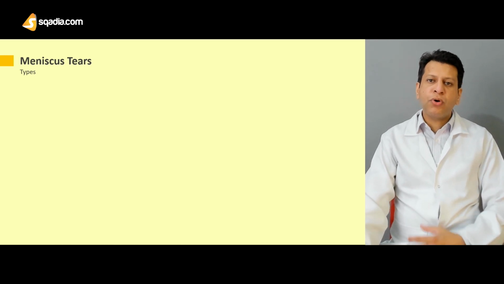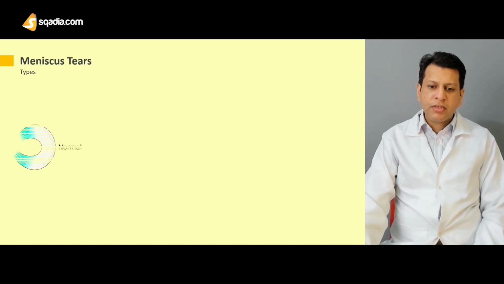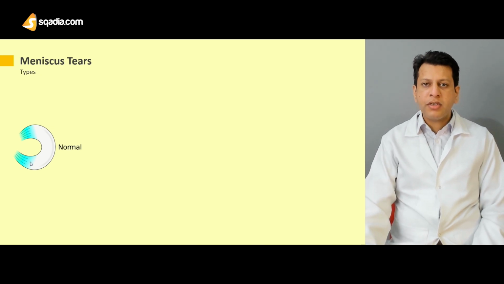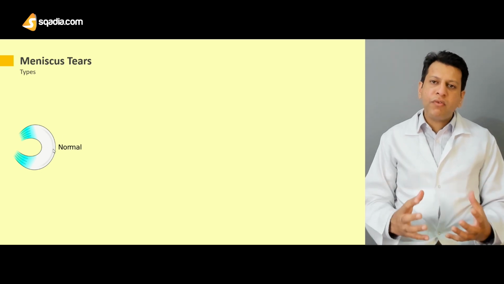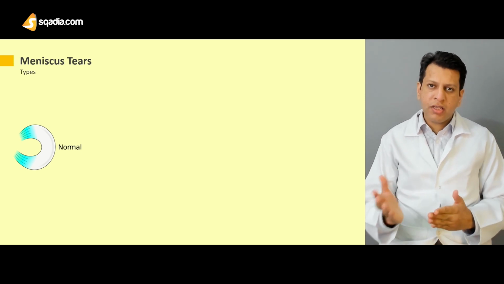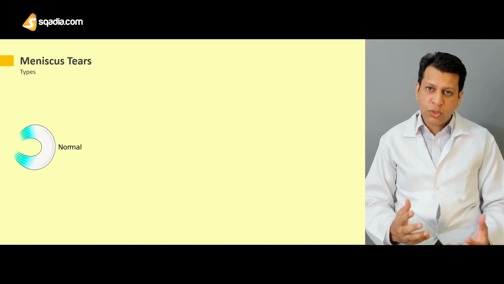Now, what types of meniscus tears happen? There are broadly two ways of classifying them. As you know, the blood supply of the meniscus is such that it can be divided into three zones. That is, the outer 1/3 is the red zone, the middle 1/3 is the red-white zone, and the inner 1/3 is the white zone. So one way of classifying meniscus tears is depending upon the zone of involvement. We can classify them as red zone tears, red-white zone tears, or white zone tears.